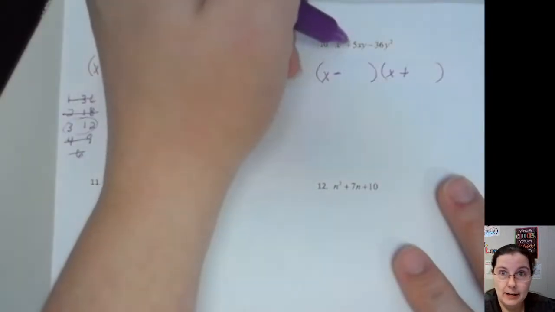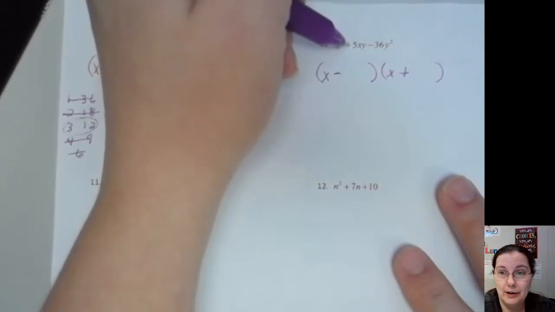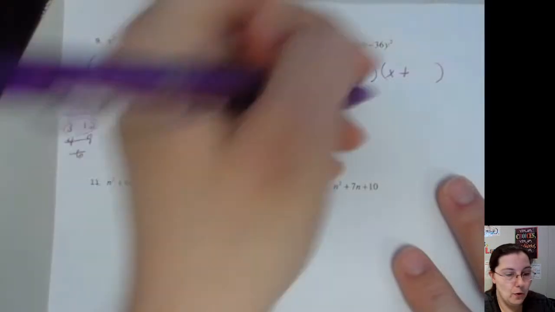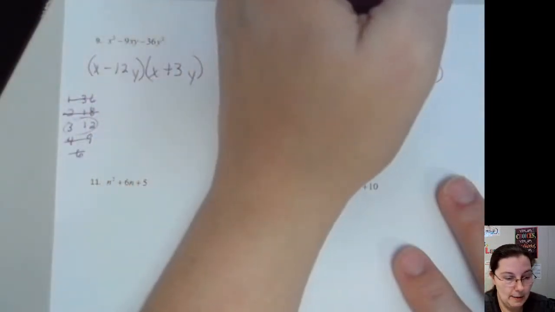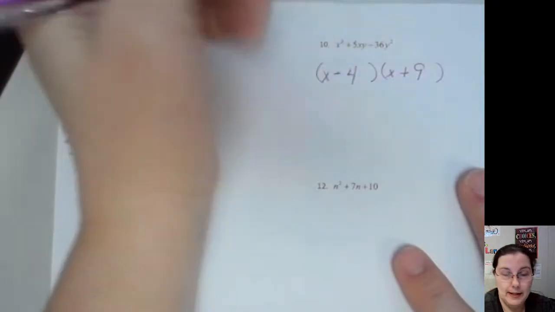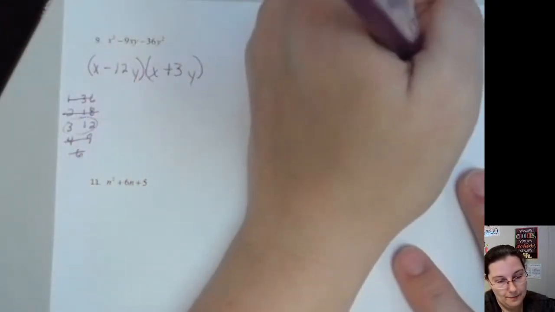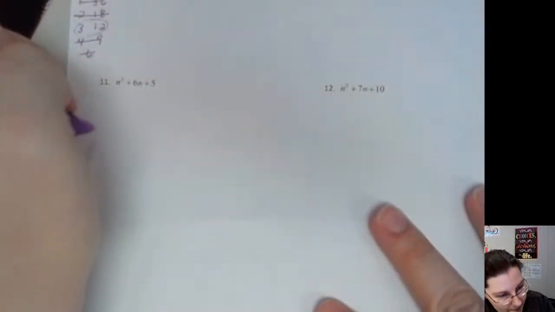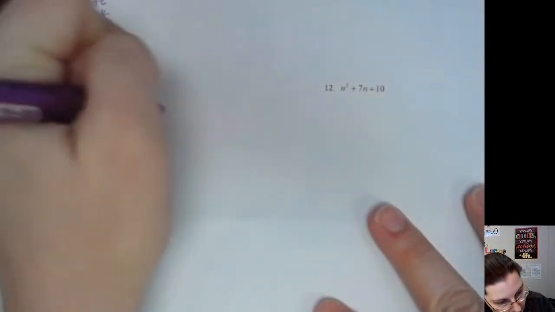So the 5 here is positive, which means my greater factor needs to be positive. Well, the greater number out of 9 and 4 is the 9, so that's going to be my plus, and that makes my minus the 4, and then split my y's. So y and y.